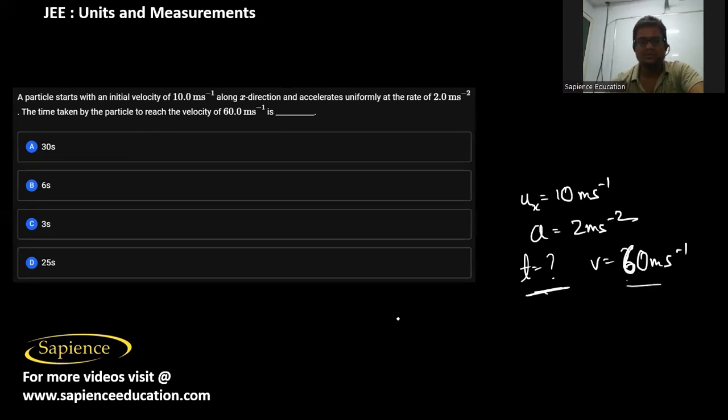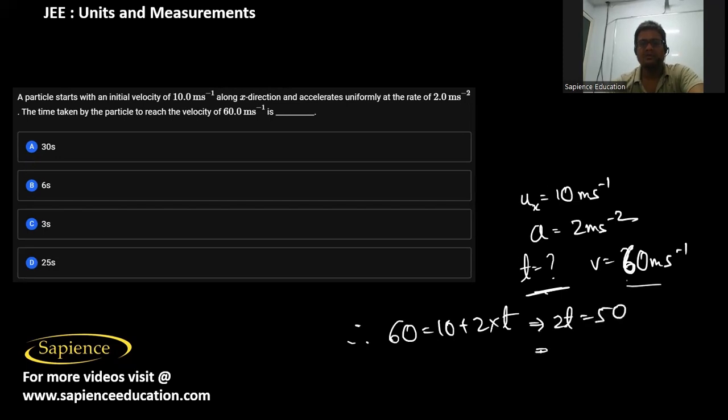So therefore v will be equal to u plus a into t. So 2t will be equal to 50, so t will be equal to 25 seconds. So the time taken by the particle to reach 60 meter per second is 25 seconds. So option D is the correct answer.